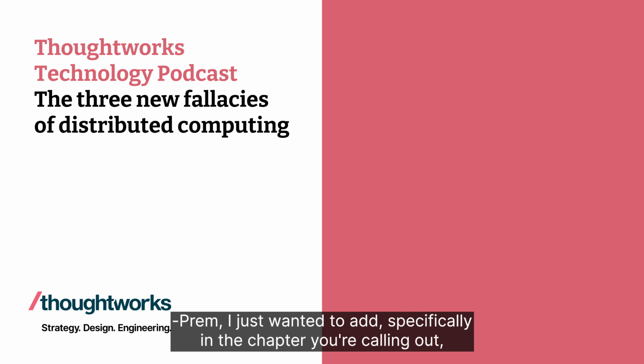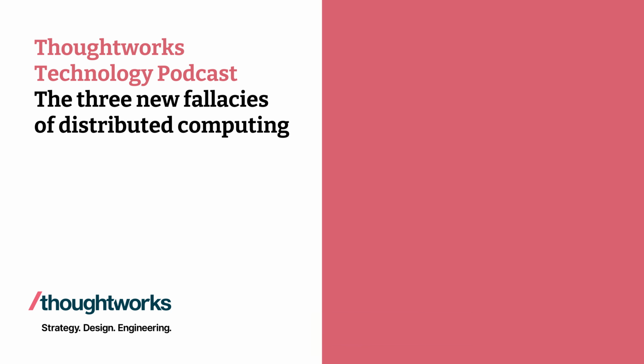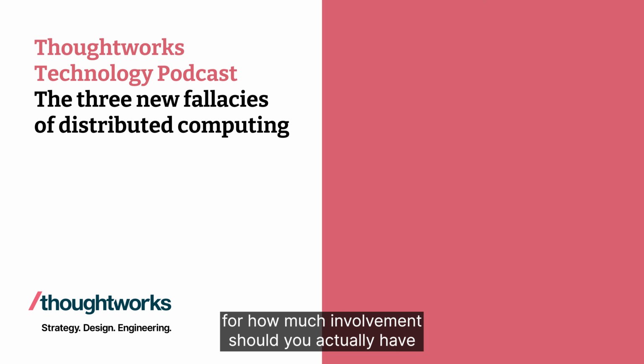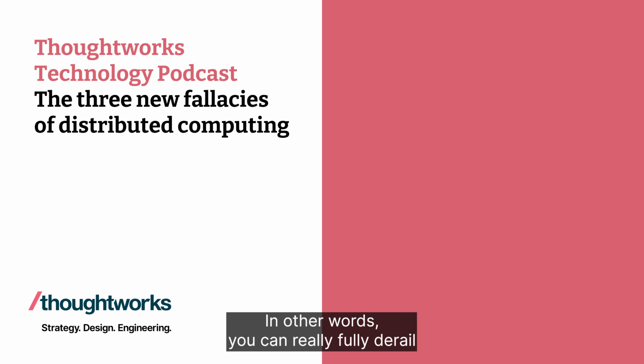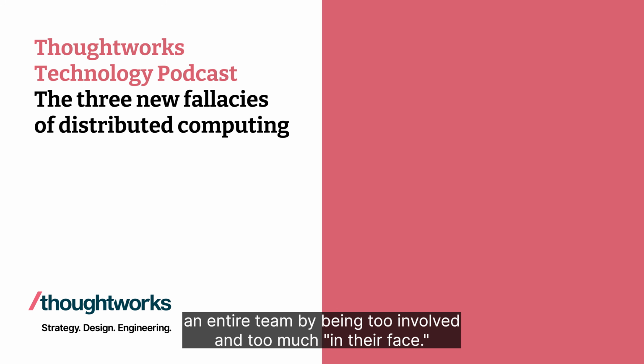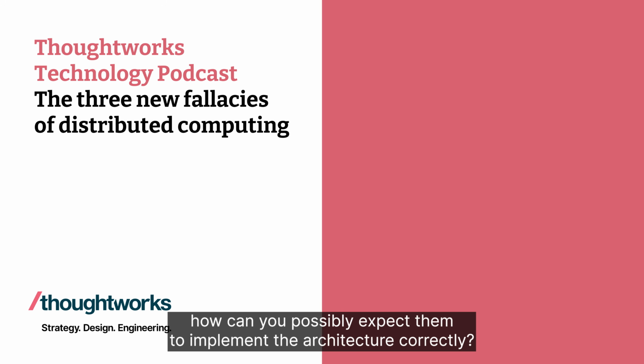Oh, and Prem, I just wanted to add specifically in the chapter you're calling out, in the second edition, we do show some tools and techniques for how much involvement you should actually have on a development team. In other words, you can really fully derail an entire team by being too involved and too much, quote, in their face. And the opposite is true as well, where if you're not there when the team needs you, how can you possibly expect them to implement the architecture correctly?